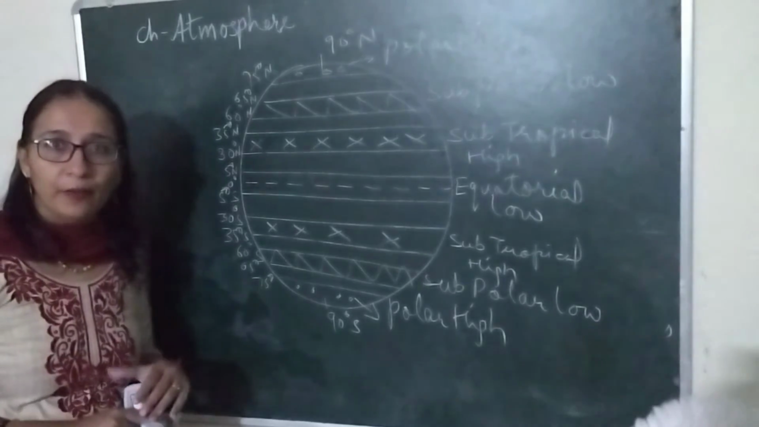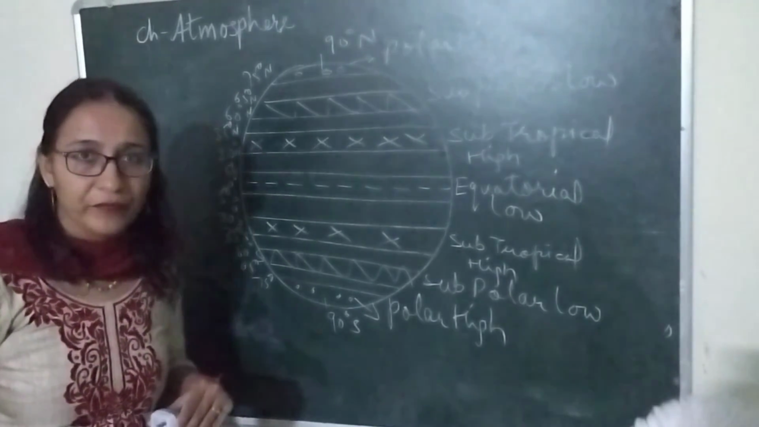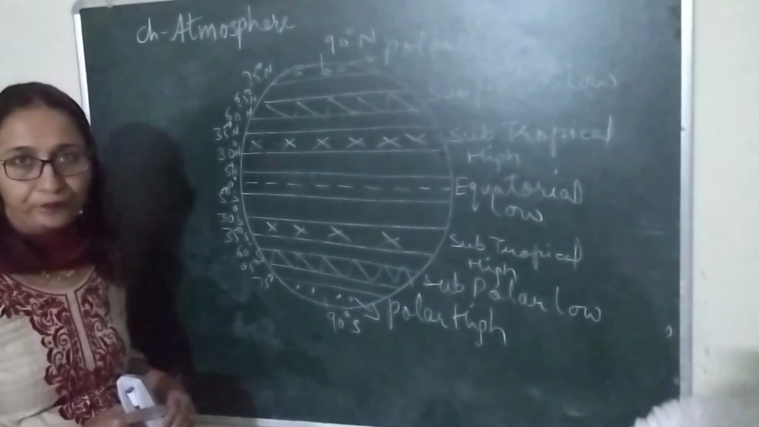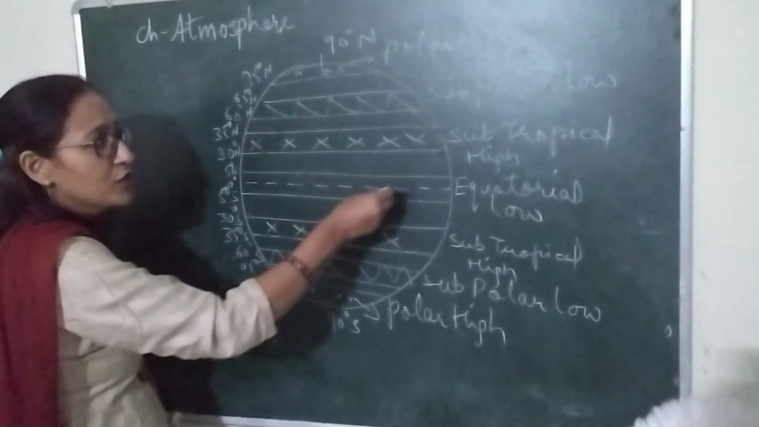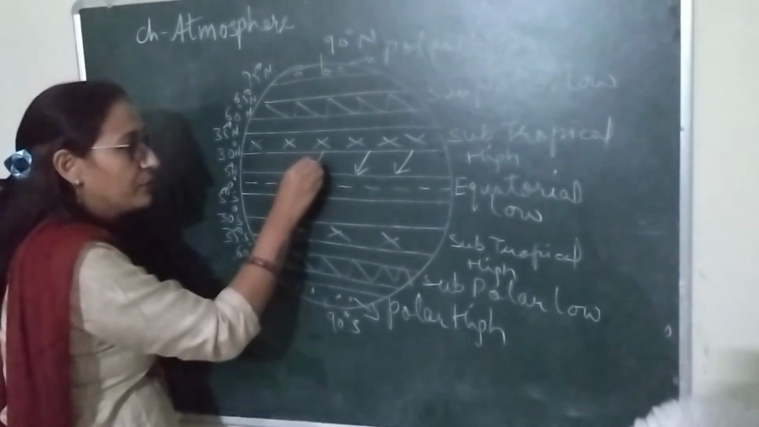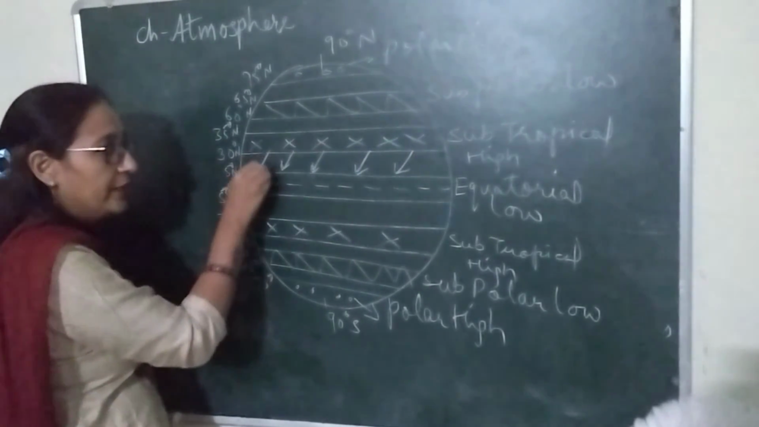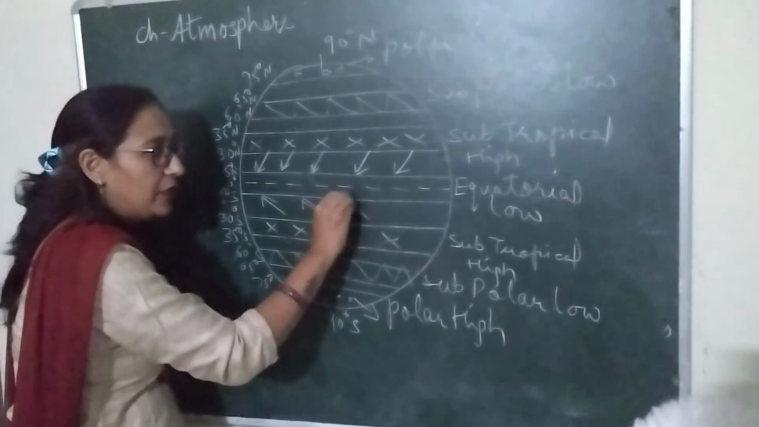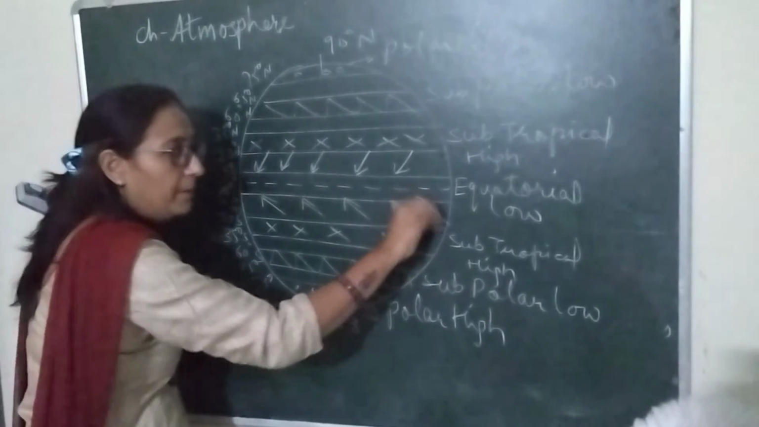Trade wind is a type of permanent wind. Trade wind blows in the tropical region. So trade wind always blows from the subtropical high pressure belt to the equatorial low pressure belt in both the hemispheres. Subtropical high pressure belt to equatorial low pressure belt.